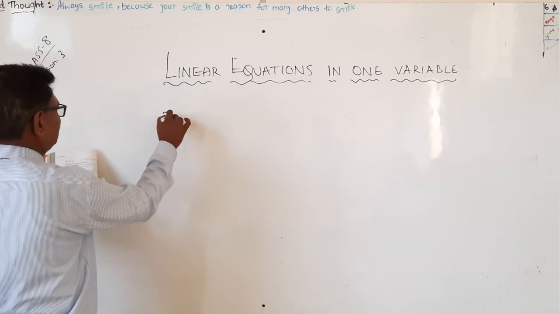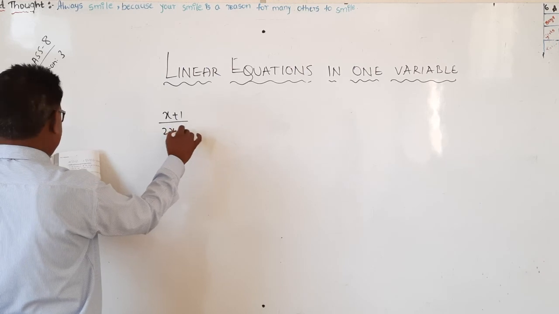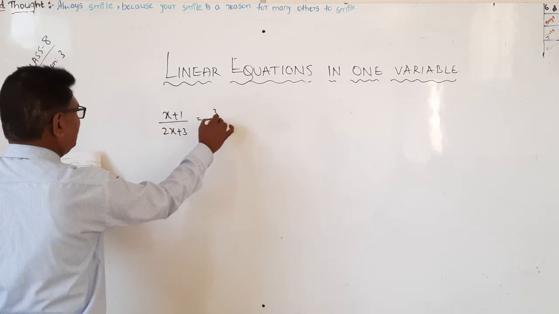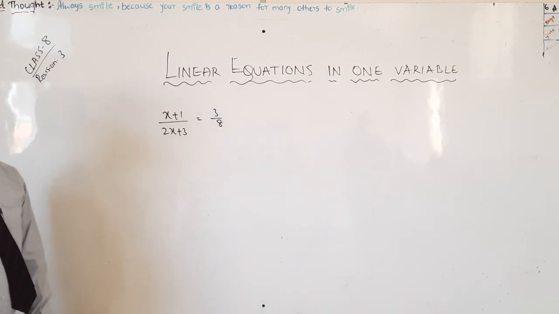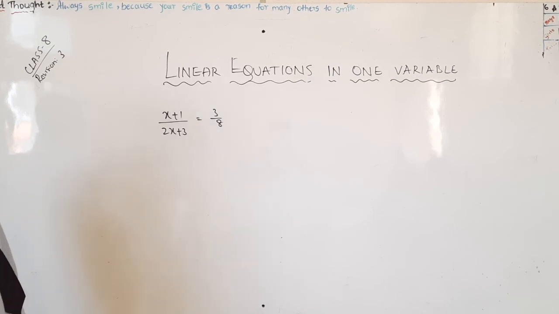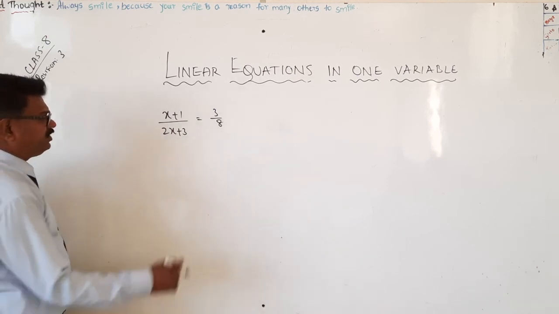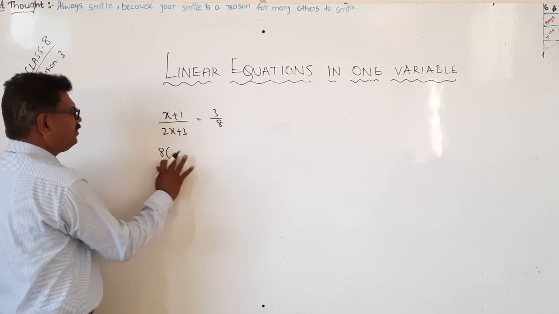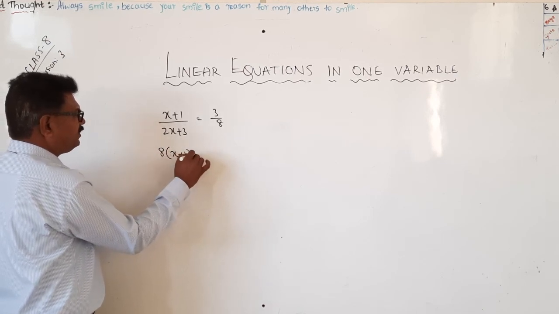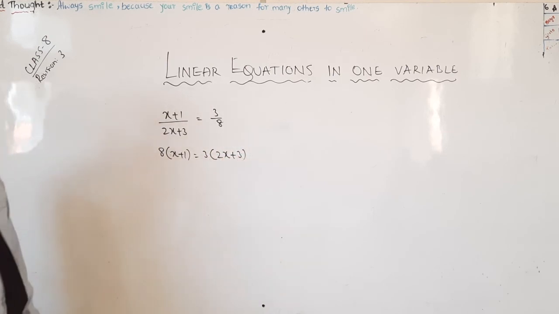(x + 1) divided by (2x + 3) is equal to 3 by 8. Very simple problem. Here we should just cross multiply. That's all. What we have to do is just cross multiplication: 8 into (x + 1) is equal to 3 into (2x + 3).